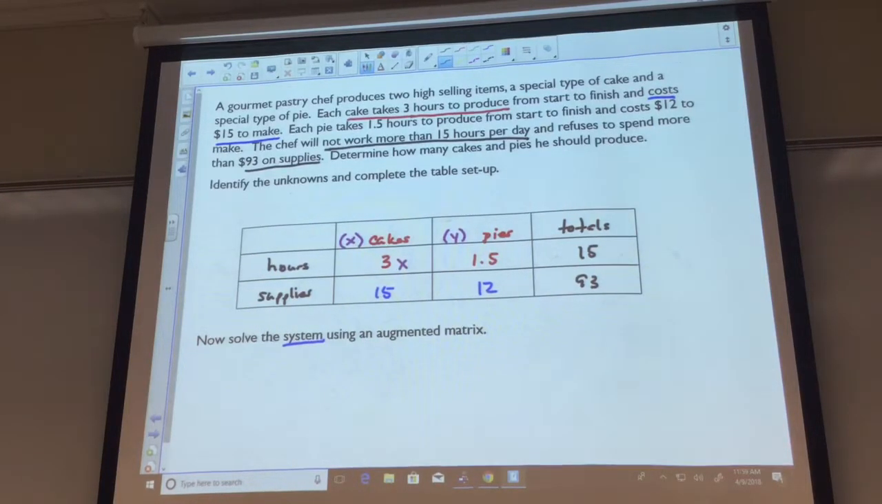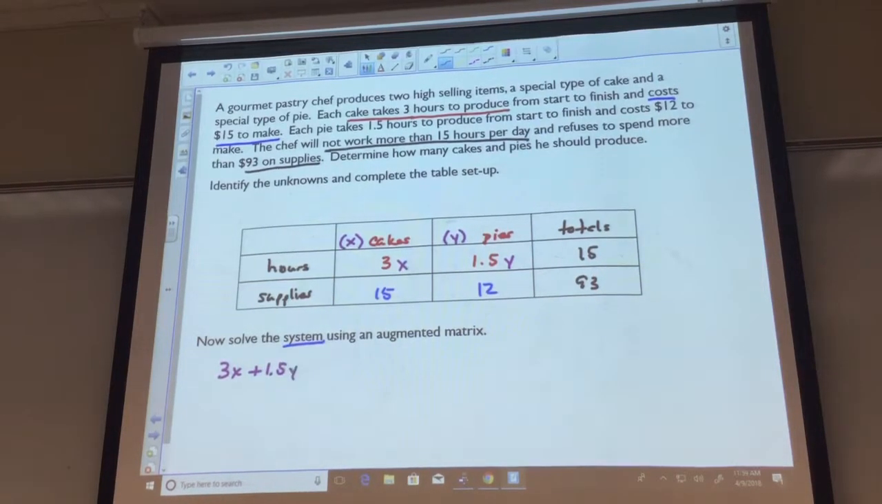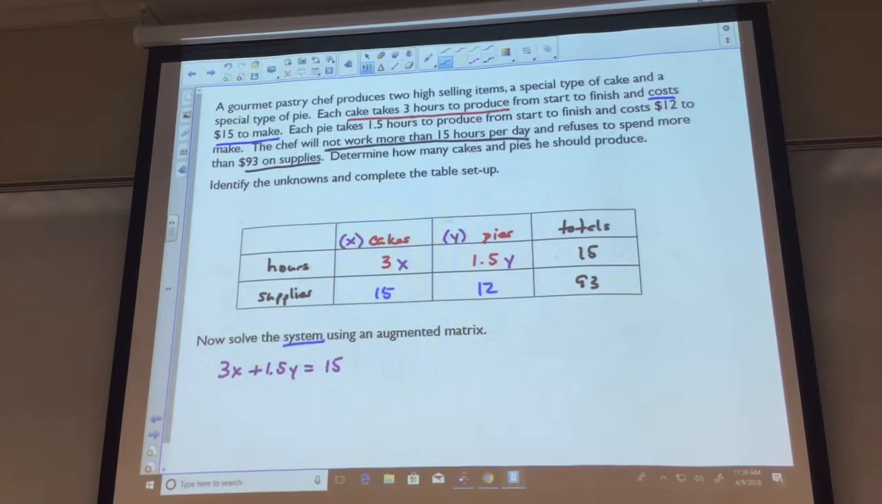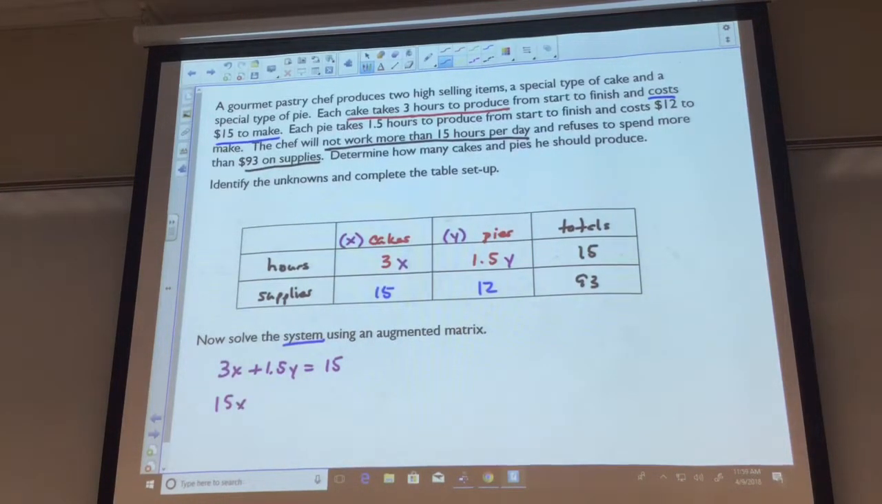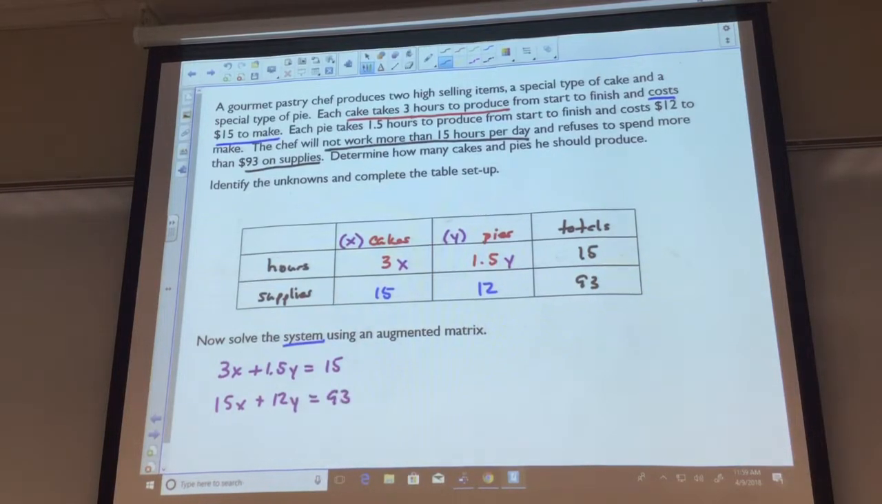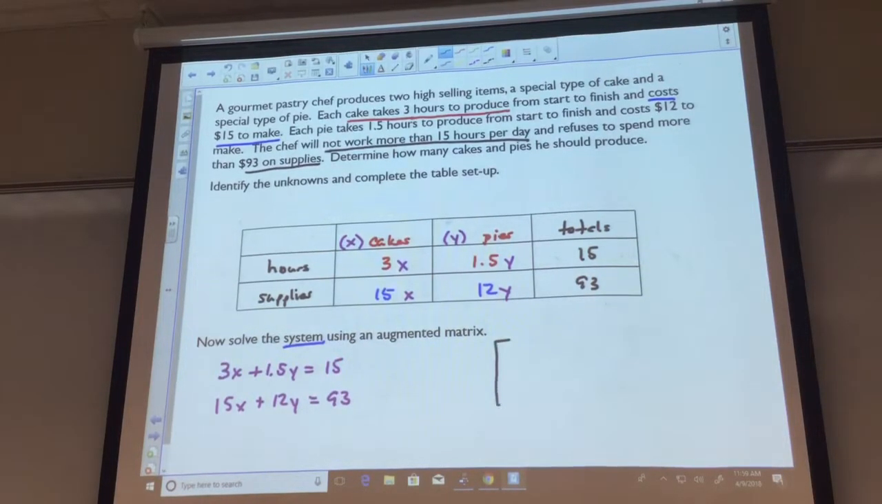3X plus 1.5Y equals 15. 15X plus 12Y equals 93. There's my system. They may ask you to write the system, and that may be the only thing they ask you to do. They may ask you for the system, and then they may ask you for what the augmented matrix is. If they want the augmented matrix, don't you already have that when you filled in the table?